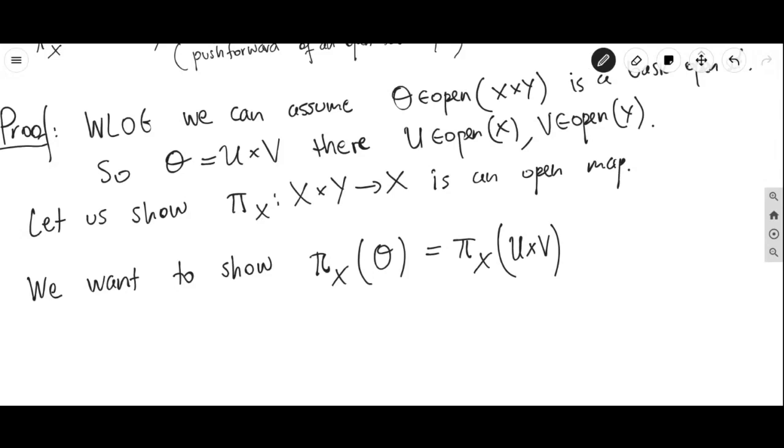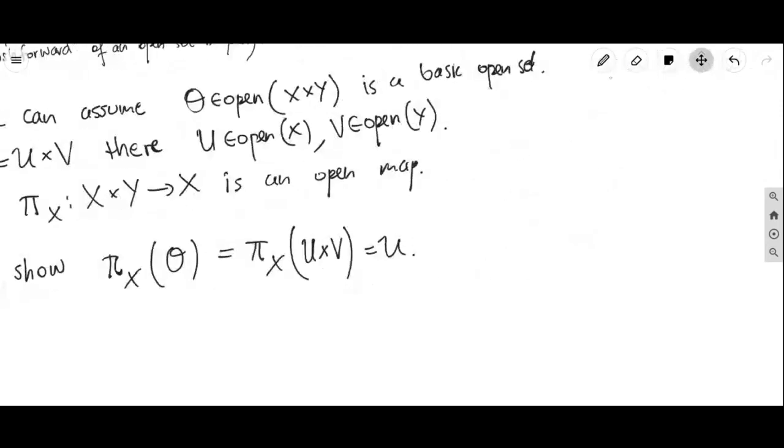You want to show that this is open, right? But what's the projection? Well, you're just projecting onto the first coordinate, right? This is the first coordinate. That's just equal to U. In fact, I think the picture makes this very easy.